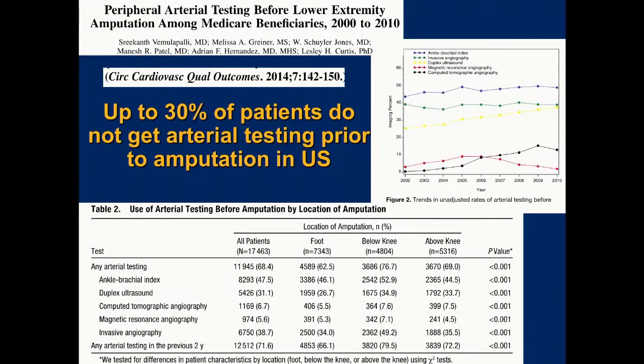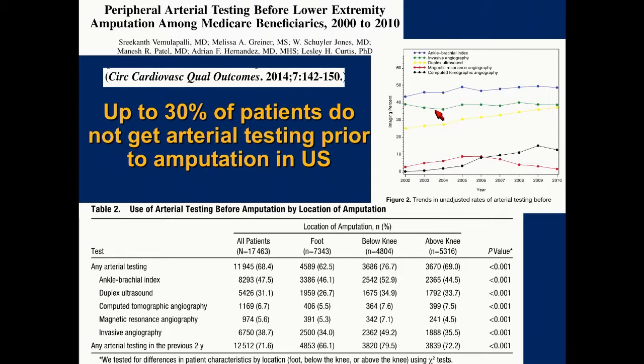This has been published a couple of times, but our group published that about 30% of patients who have a major amputation do not undergo any form of arterial testing before amputation. This speaks to PAD being the disparity in this setting. That could be a pulse exam. It could be an ABI formally. It could be really any form of angiography, including invasive angiography. You can see that invasive angiography is still a very low percentage of overall utilization.